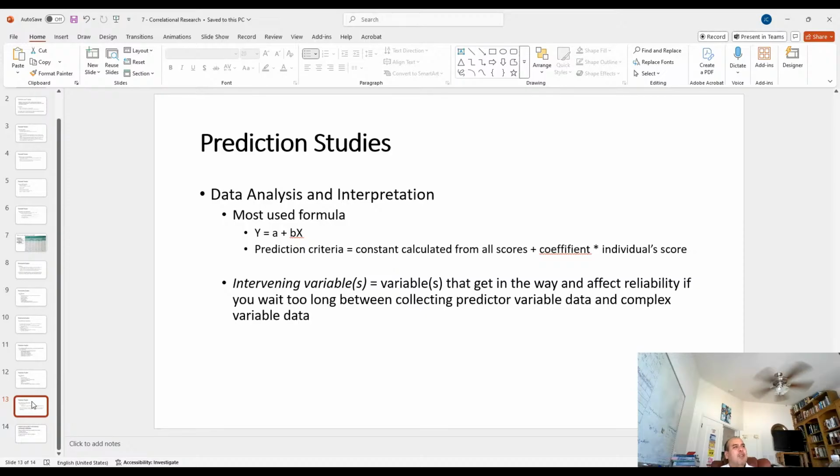Okay. Intervening variables are variables that get in the way and affect reliability. If you wait too long before collecting predictor variable data and criterion variable data, now you have the effect of history affecting your study, and you want to make sure that history, as something that's going to pollute your study, is accounted for. You might not want to wait too long before you collect all your data.